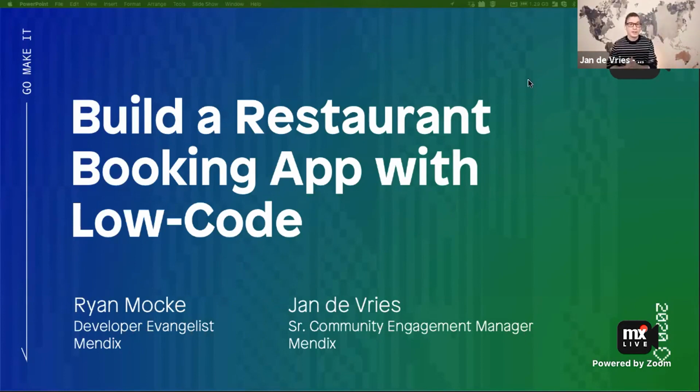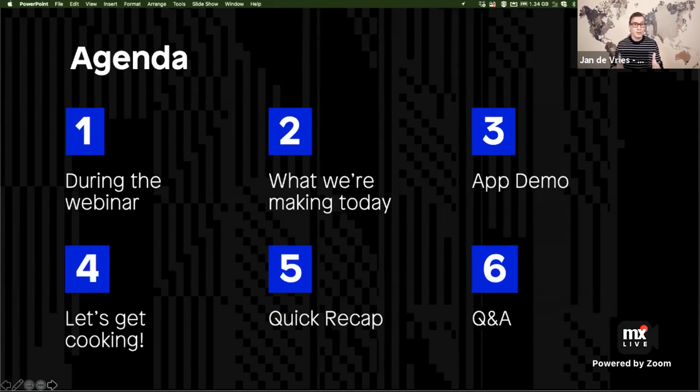So let's go through the agenda. There's a couple of things we're gonna cover today. The first thing is what we'll be doing during the webinar, and also what we're going to be making today specifically, what the use case is. And we'll show you a little app demo of the end result, so you can see what you can actually build if you're following along or building this yourself. The next part is let's get cooking, or let's get making. So then we actually go into Studio Pro, and we're going to be making the app. And then at the end, once we've done that, we'll do a quick recap of the main things that we've built. And then it's on to the questions.